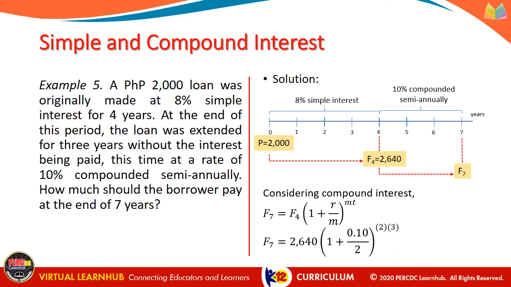Substituting the values, we have 2,640 times 1 plus 0.10 over 2 raised to 2 times 3. Using our calculator, we should be able to compute for 3,537.85. So the total amount of the loan after 7 years is equal to 3,537.85. This is the amount that the borrower has to pay after the 7th year.